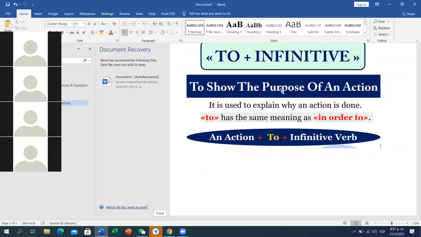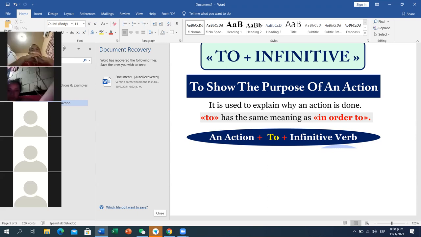I want to eat tacos, okay? An action, okay, I want to eat tacos, okay? ¿Se entiende? I prefer to drink mojitos, okay? I prefer to study English at Inglés Corporativo, okay? I like to play soccer. Entonces dice, it is used to explain, utilizado, why an action is done. El to has the same meaning as in order to, okay? ¿Se entiende?